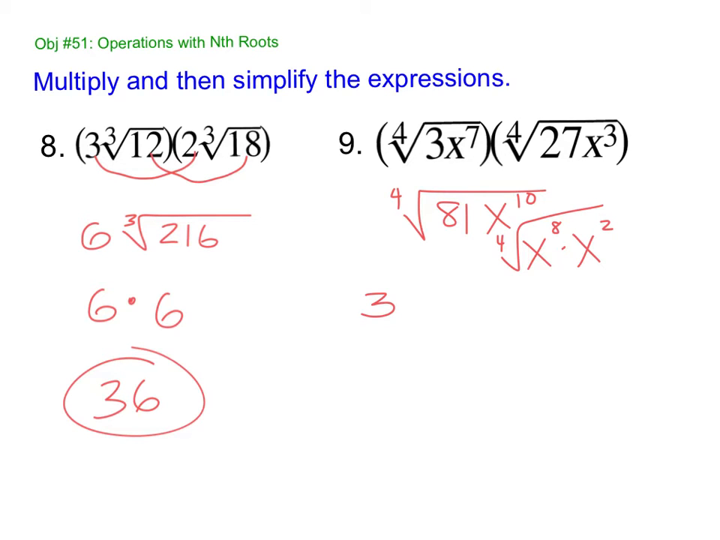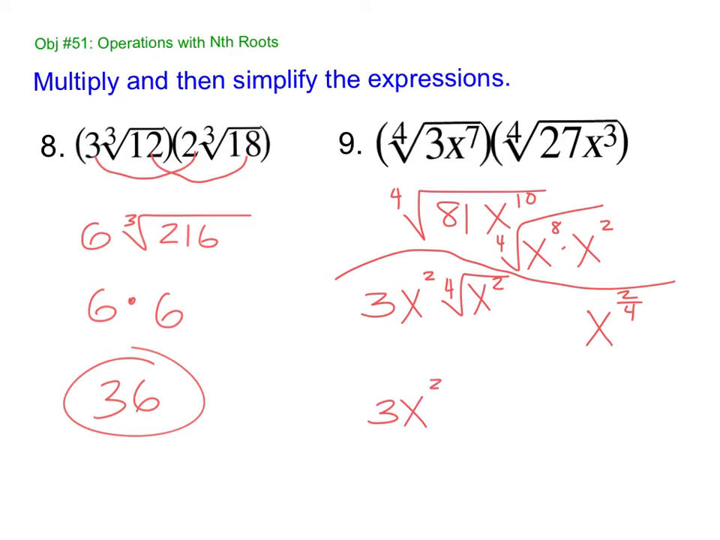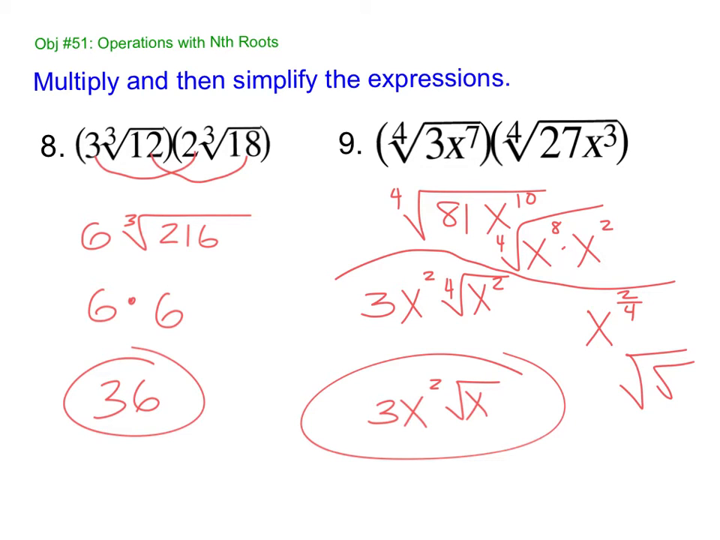So 8 over 4 is 2, so we get an x squared on the outside. And then the fourth root of x squared can actually be simplified. Just like before, that's x to the 2 over 4, that's a half. So this problem should be that as your final answer, right? The fourth root of x squared is really x to the 1/2, or a square root.